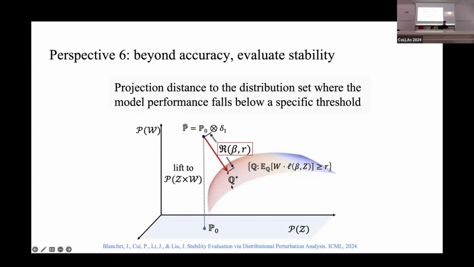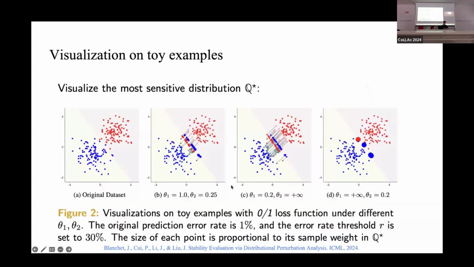And if we have much information about this kind of sensitive distribution, it can inform us why our model fails, and also it can provide some valuable information about how to improve our model. And here we realize on a toy example what the most sensitive distribution looks like.